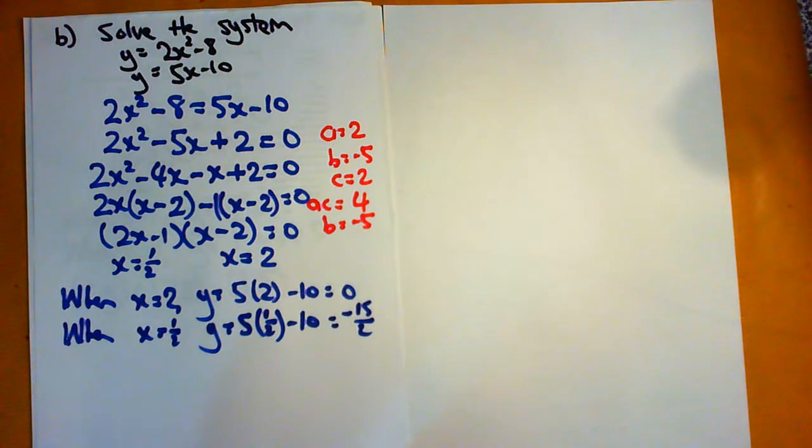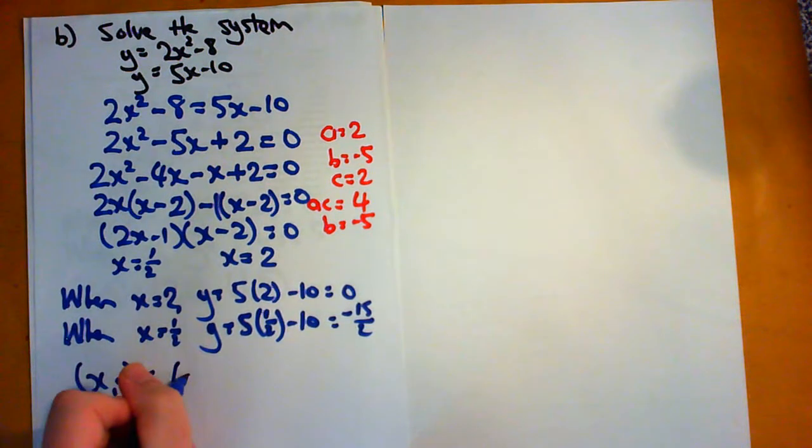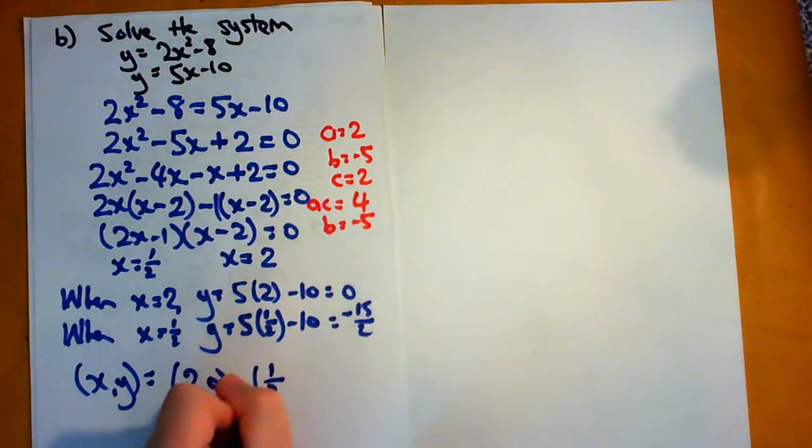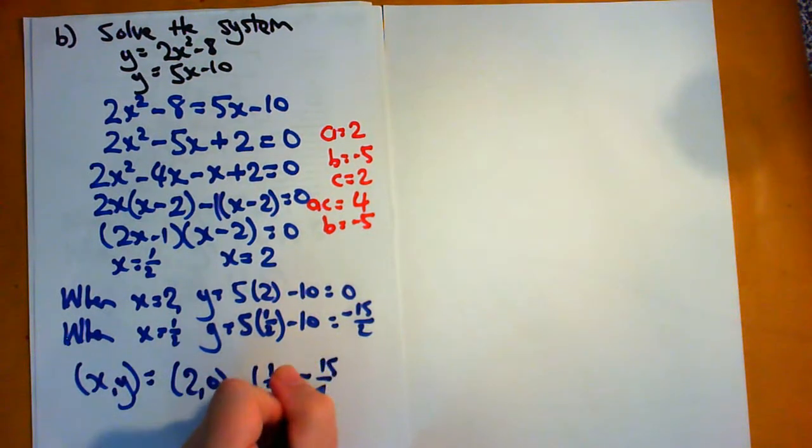So x squared is 1/2 squared, which is 1/4. 2x squared is therefore 2 times 1/4, which is 1/2. So we've got 1/2 minus 8, and 8 is 16 over 2. So 1 over 2 minus 16 over 2 equals negative 15 over 2. Okay, good. So our solutions are, first one was 2, 0, and the second solution was 1/2, negative 15 over 2.